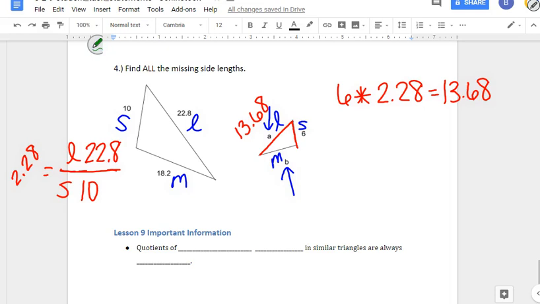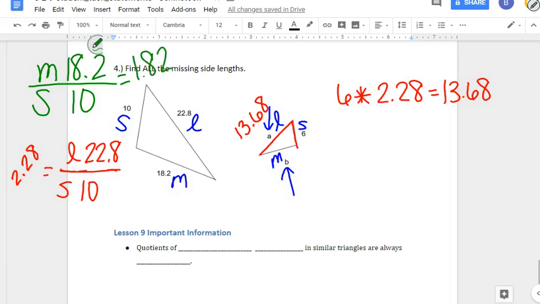All right, so then I've got to go back to my original triangle, and I have to find the ratio for the long to medium, or for the medium side length. So I'm going to go medium to short, because I want to make sure I use that 10, because I'm going to get a better answer if I use the 10. So 18.2 divided by 10, I get 1.82 for my common ratio.